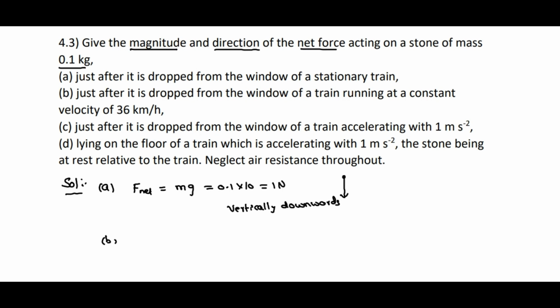Coming to B, just after it is dropped from the window of a train running at a constant velocity of 36 km per hour. Here also the train is running horizontally with constant velocity, and it is mentioned that it is just after it is dropped. So, in this case also the net force acting on the stone will be mg, that is 0.1 into 10, 1 Newton, acting vertically downwards.